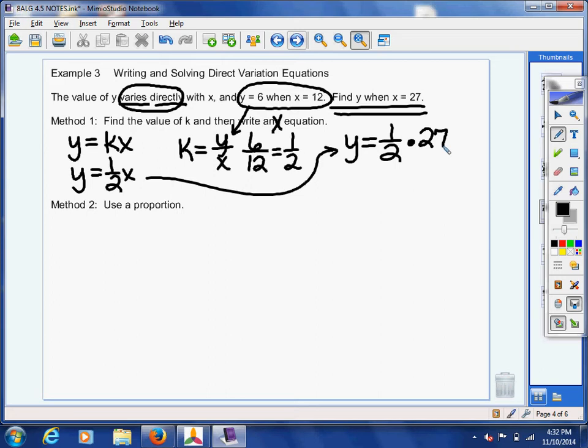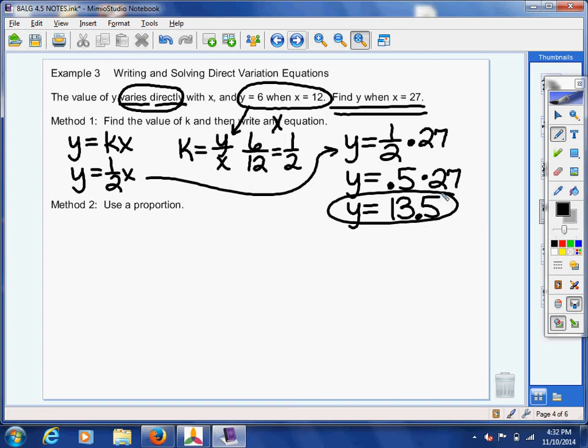You can plug it into your calculator as 0.5 times 27, and hopefully you're probably 10 times faster than I am. You figured out that that's 13.5, and that's what we're after. We want to find y when x equals 27. This is how you do it with an equation. This is one way to do it.